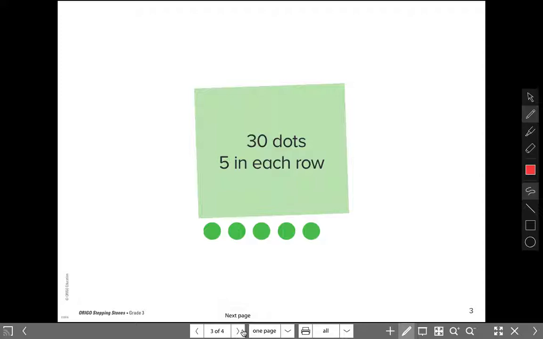Okay. How many dots do I have total, Sophie? 30. How many rows do I have, Gabriel? 5. No. Read the question. 5 in each row. Rows are over here. Columns are down here. Did it trick you? You have to pay attention to what you know about rows and columns. I don't know how many rows I have. Chase, how many are in each row? 5. Okay, what multiplication sentence could I write to help me figure this out?